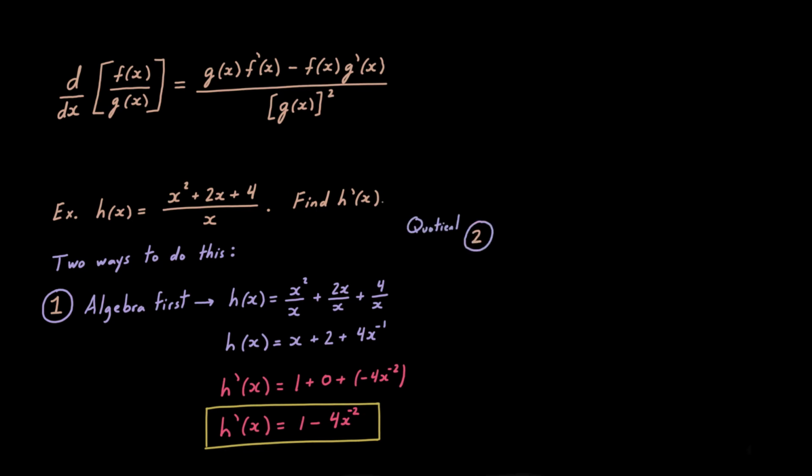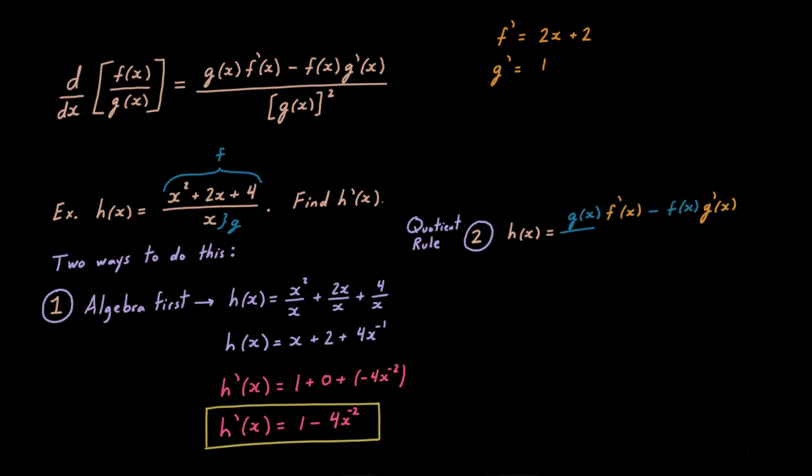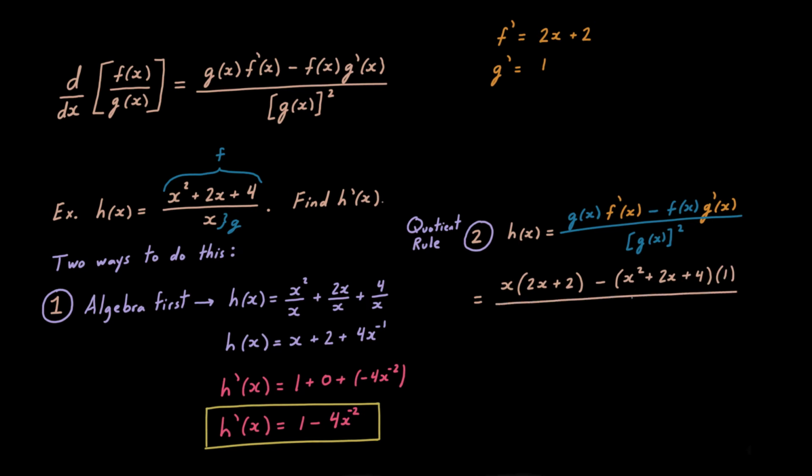Now then, the quotient rule gives us another way of looking at this. I'm going to label the top function f, the bottom function g, and once again, just like I did for the product rule, I'm going to compute their derivatives up there in gold, and after computing those derivatives, I throw them in my quotient rule formula. And there it is. 2x plus 2 goes with f prime, 1 goes with g prime, and g and f are given to me, so I get this.